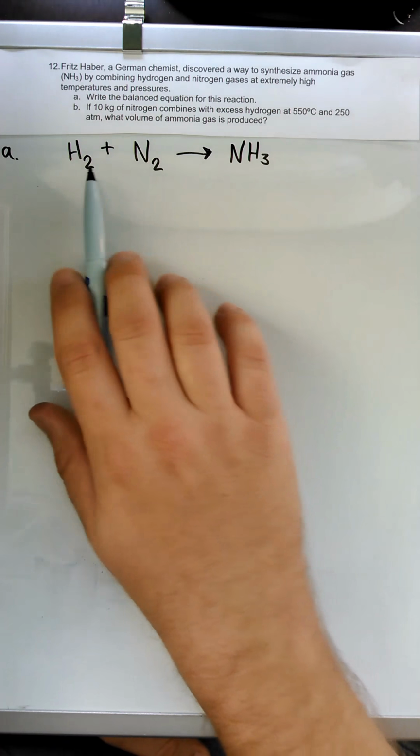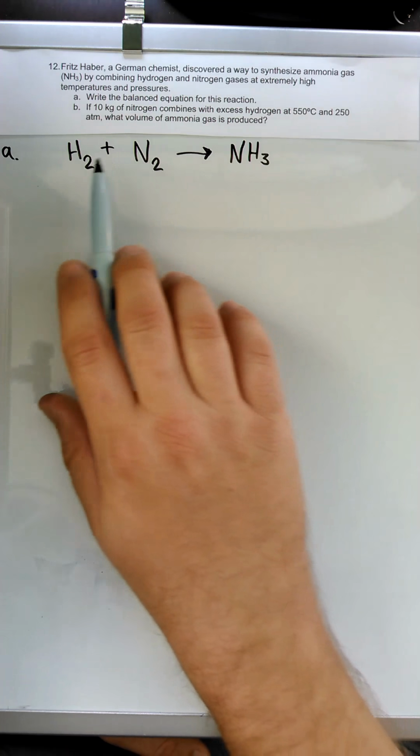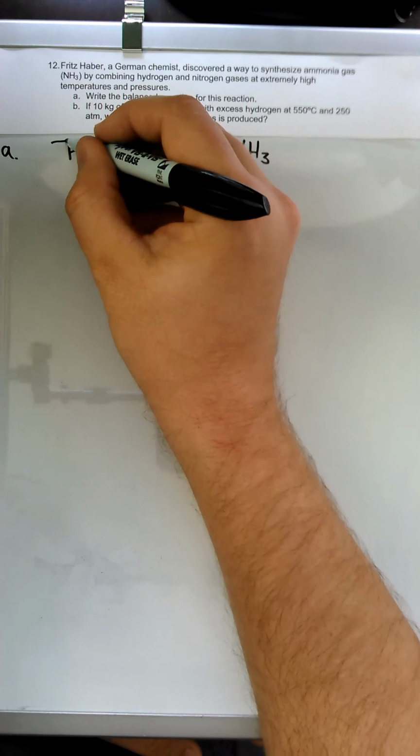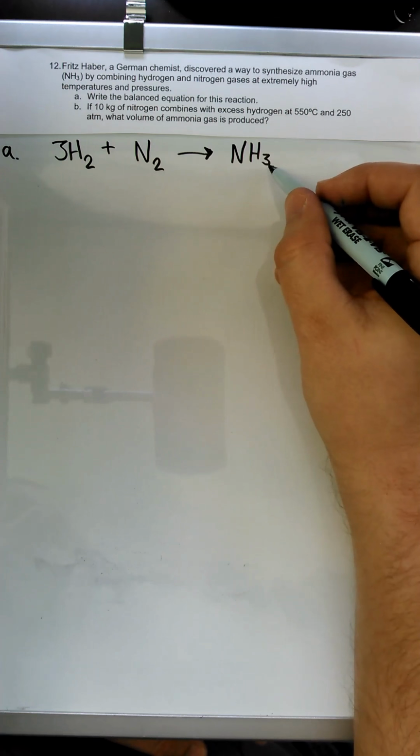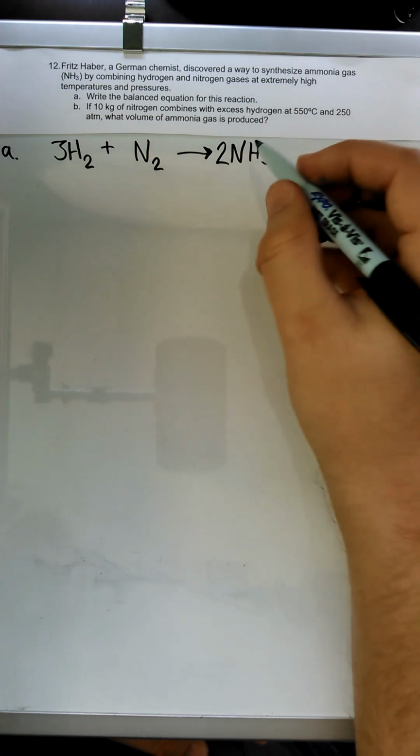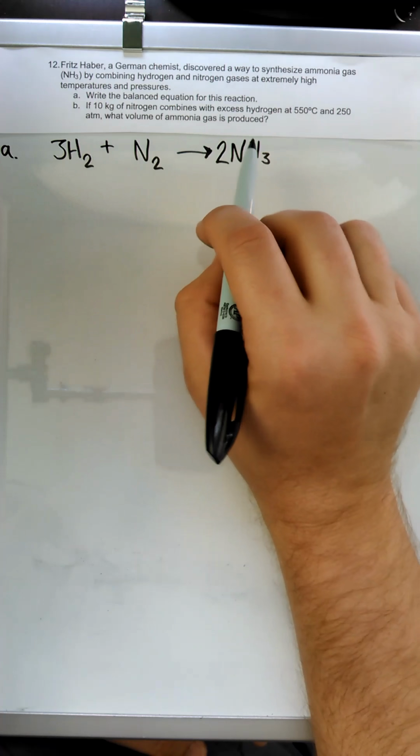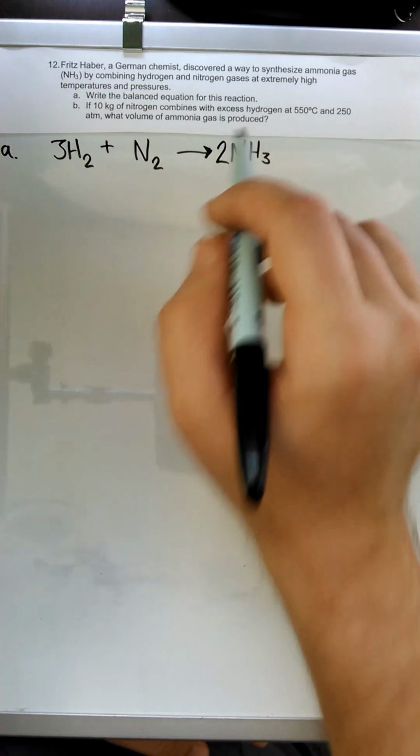In order to get 6 hydrogen on this side, I would put a 3 here. In order to get 6 hydrogen on this side, I would put a 2 here. Now I have 6 hydrogen on both sides and 2 nitrogen on both sides, and now my equation is balanced. So part A, pretty simple.